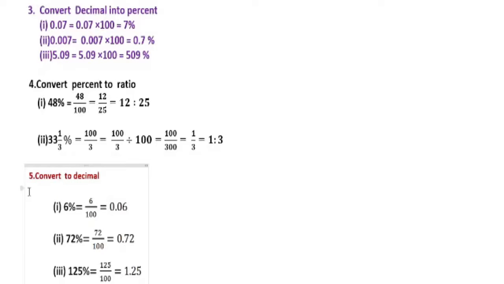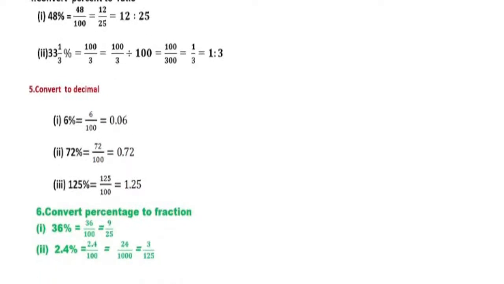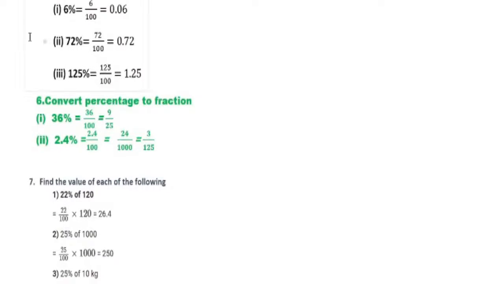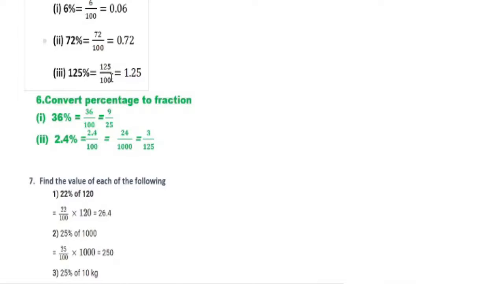Next example, convert to decimal. That means convert a percentage to decimal. So first one, 6%. 6% means 6 by 100. 6 by 100 you can write 0.06. Second one, 72%. 72% you can write 72 by 100. That is 0.72. Third one, 125%. 125% you can write 125 by 100. That is equal to 1.25.